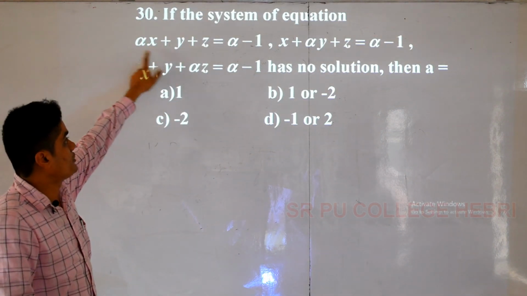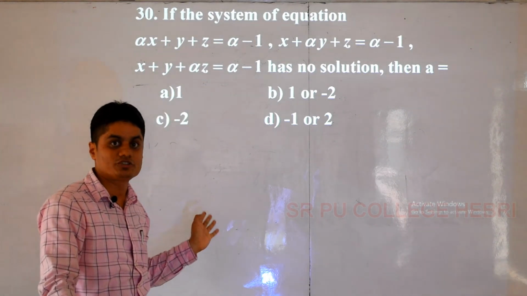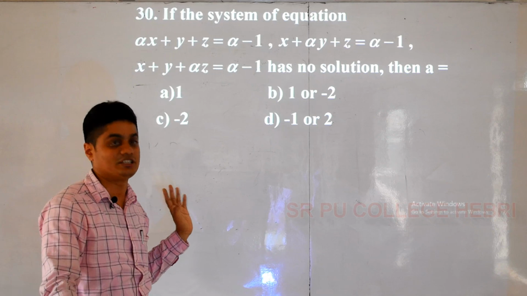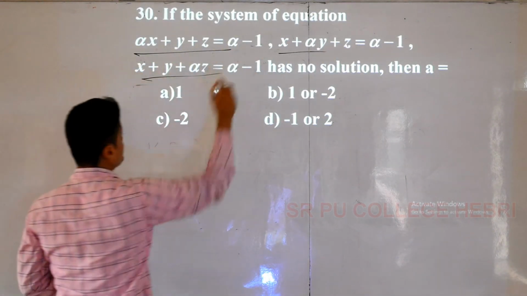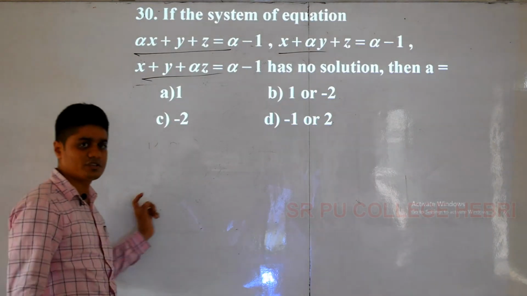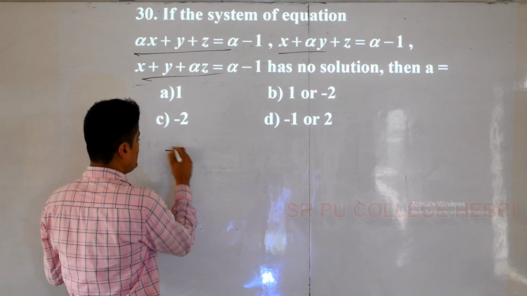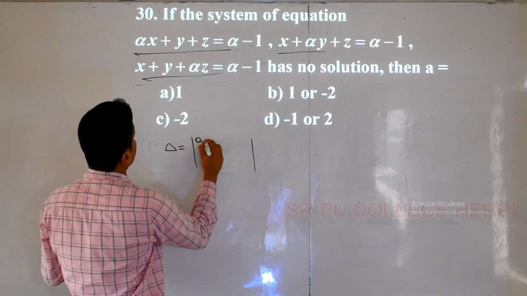If the system of equations has no solution, then find alpha. This belongs to matrices, the matrix method problem. You have three equations, a system of equations, and it is given that it has no solution. When a system has no solution, what is the determinant method? First you write delta, which is the determinant of coefficients.